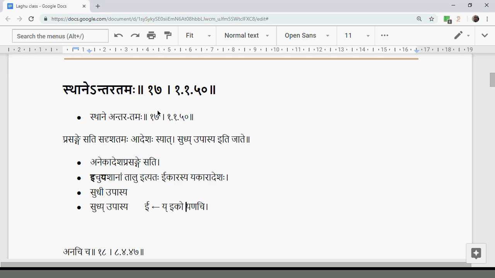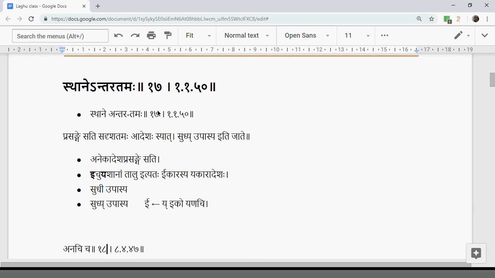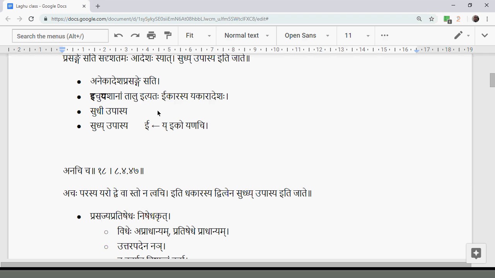Although ikoyanachi is the vidhi sutra, we understand which among yan is the adesha through sthaniyantaratamaha, and we understand achipare through tasminiti nirdishte purvasya. So you get yakara as adesha when sudhi upasya have a samhita. So sudhyupasya iti jate, when this step is born, yakara is an adesha already given, and when that happens, what happens then? After that, another sutra is applicable, which is anachicha.